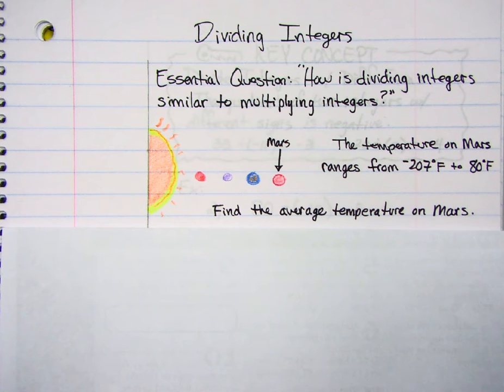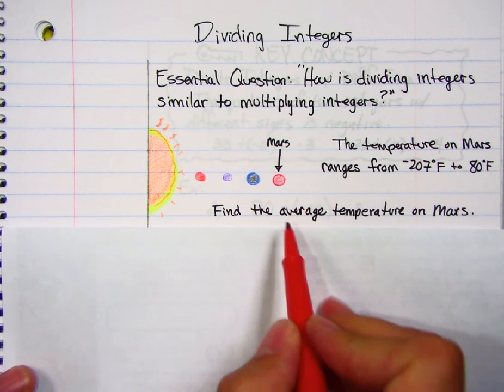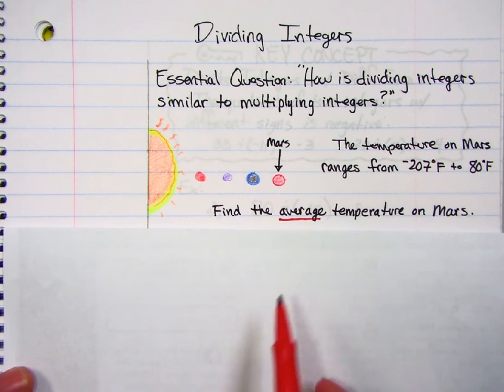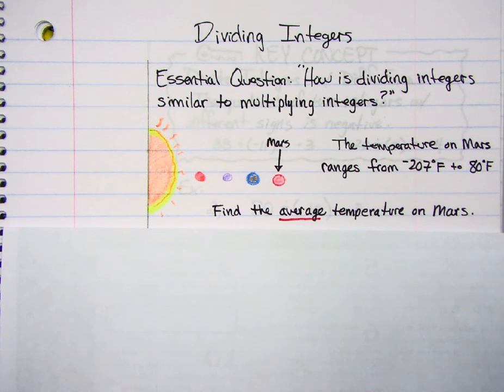So here's an example. We've got Mars. The temperature on Mars ranges from negative 207 degrees Fahrenheit to 80 degrees, depending on whether the sun is hitting or not. I want you to find the average temperature. It's important to know that average is the same as mean. It means you're going to add up your numbers and divide by the number of numbers. Try that out and see what you get.